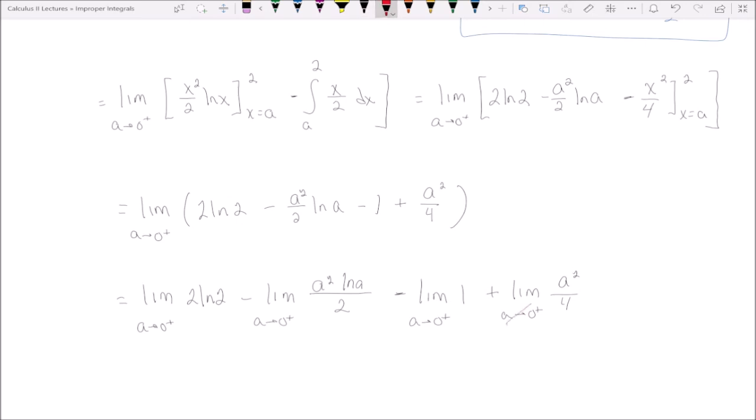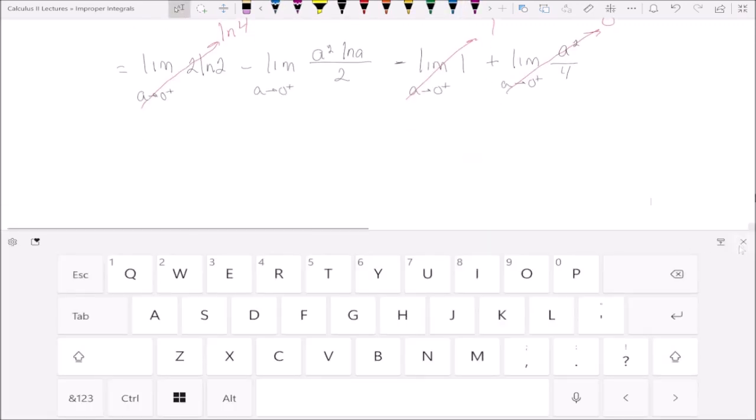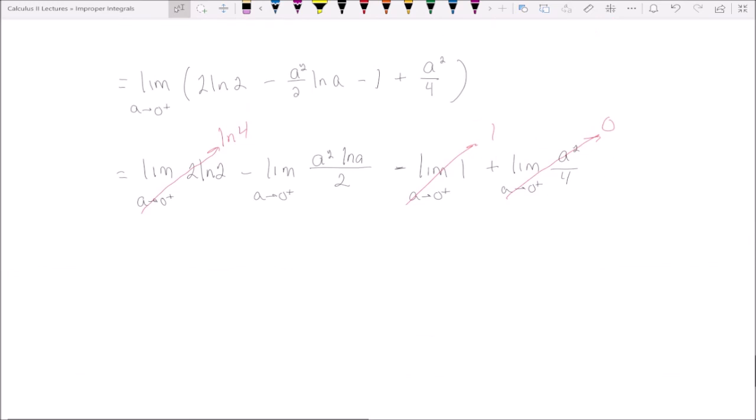Okay. Clearly that limit goes to 0. All right, then we have, of course, these two limits. And that one will go to log of 4. That one just goes to 1. So the only question now is, what does this limit do? Well, we're going to have to do L'Hopital.